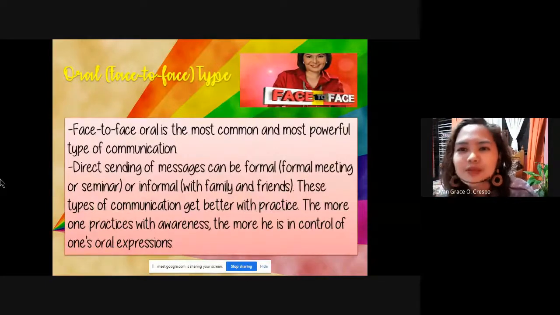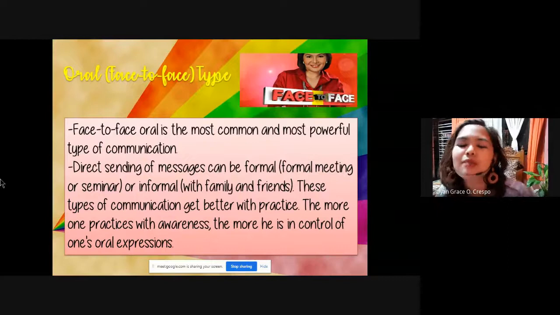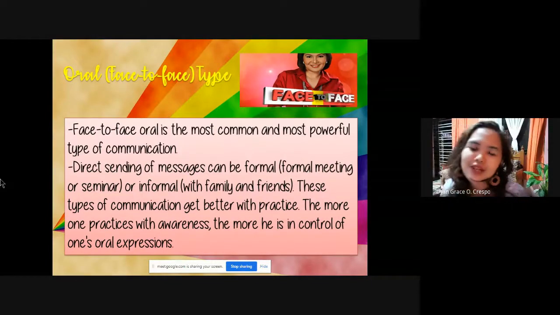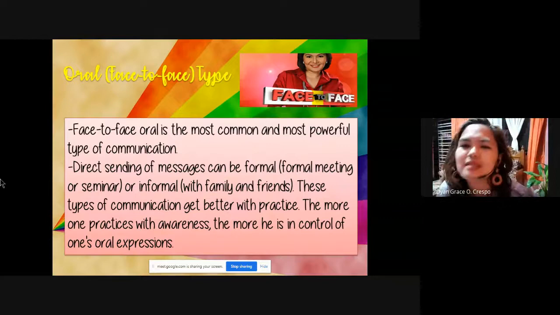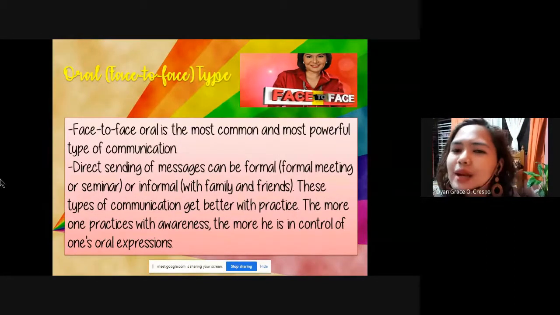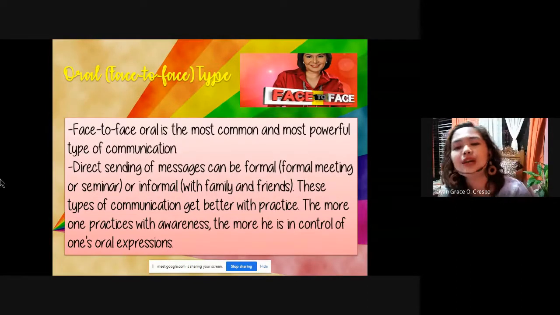So, let's have one of my favorites, face-to-face. So, oral or face-to-face type is the most common and, of course, the most powerful type of communication. It is a direct sending of message, can be formal or informal or a seminar. Okay, so a lot of things. This type of communication gets better with practice. The more one practices with awareness, the more he is in control of one's oral expression.